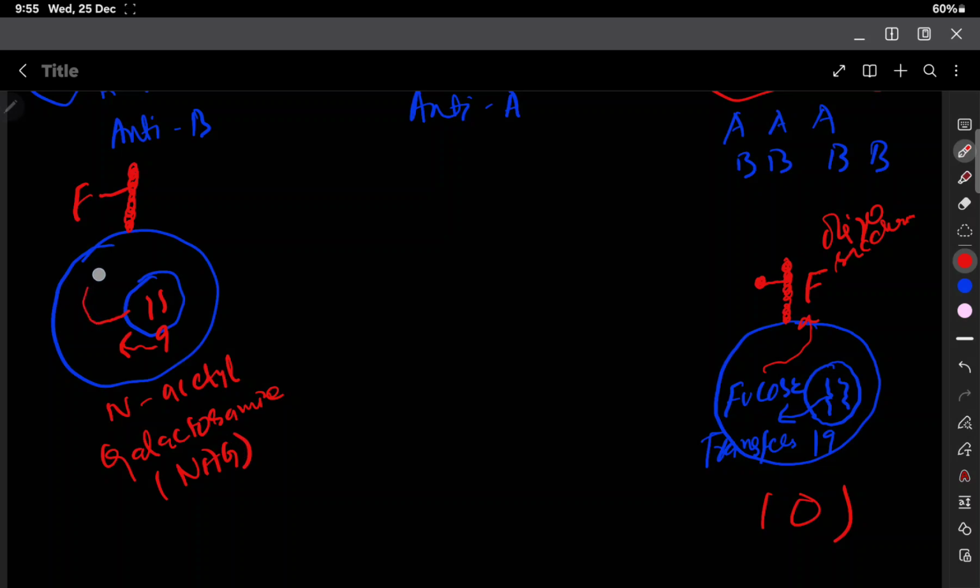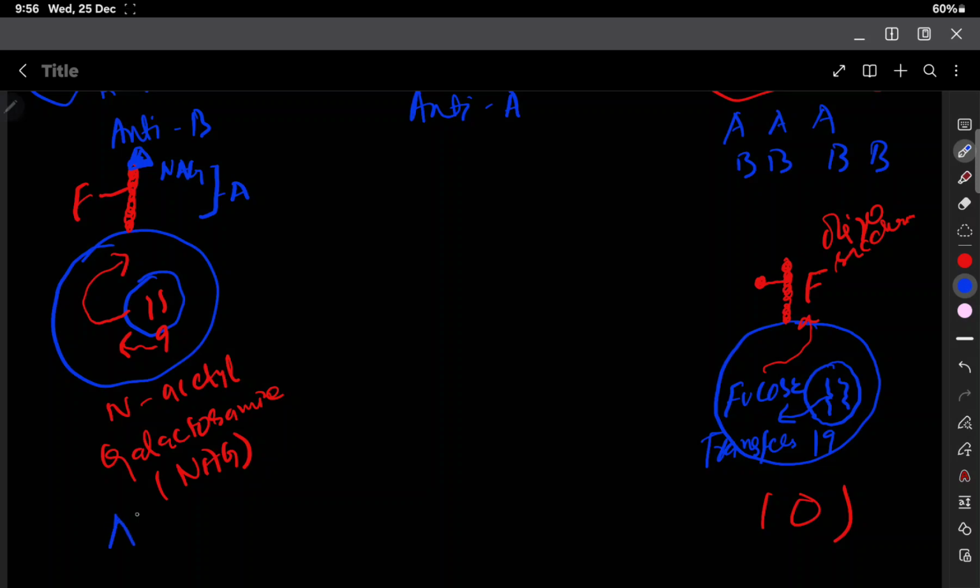So this N-acetyl galactosamine transfers NAG to the surface of the fucose. For example, this here is an NAG. So NAG plus fucose forms antigen A. Antigen A is formed by the combination of the fucose and the N-acetyl galactosamine. So if someone asks you what antigen A is, actually it is the combination of NAG and fucose.